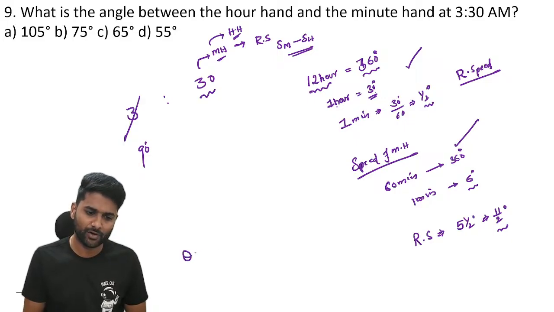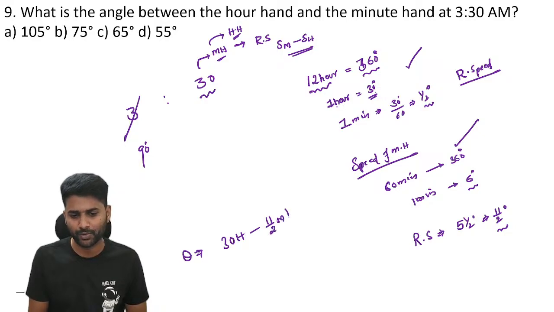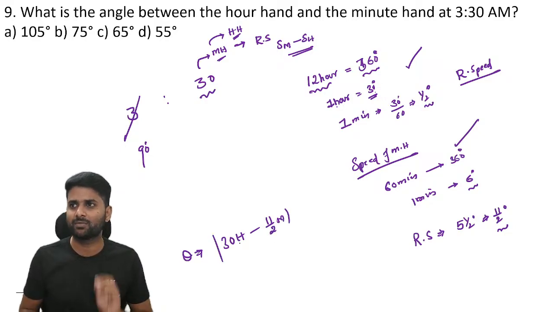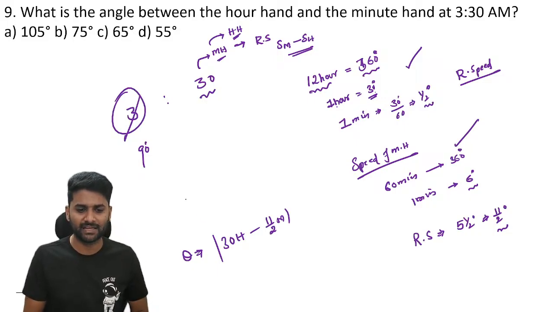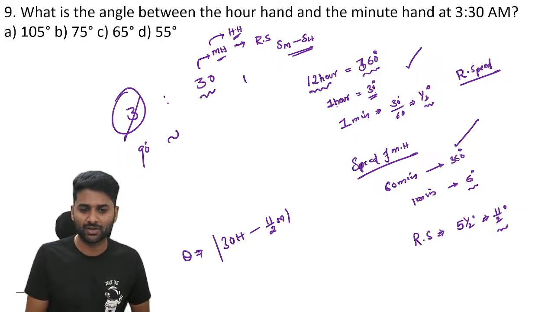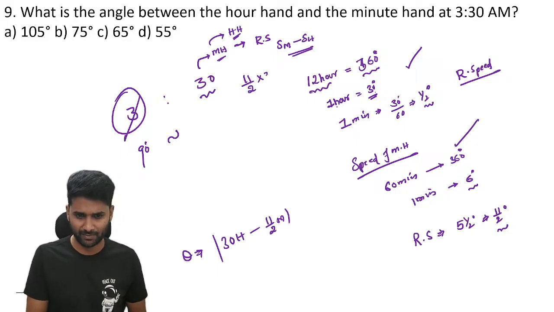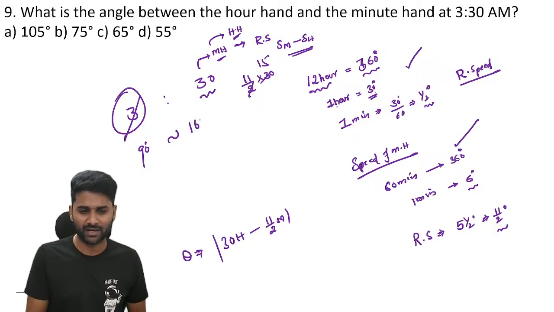That's why you can check the formula for any clock: 30 into H minus 11 by 2 into M. H is all about the hour hand, M is all about the minute hand. For 3 hours, every hour covers 30 degrees, so 3 hours is 90 degrees. And 30 minutes at the relative speed between the minute hand and hour hand: 11 by 2 into 30, that is 15 times 11, which is 165. Just find the difference, the answer becomes 75 degrees.